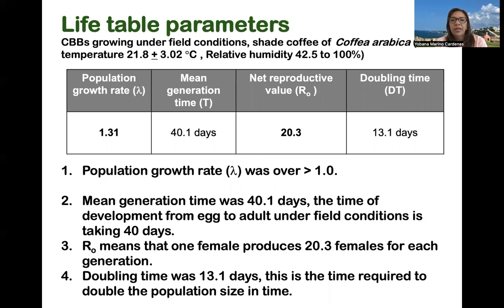And we also calculate the doubling time. That was 13 days. This is the time required to double the population size in the time. For example, to pass from 50 individuals to 100 individuals, in the case of this population, the time is 13 days.